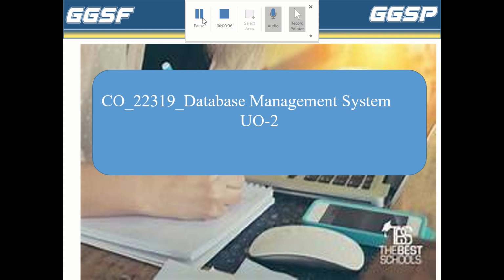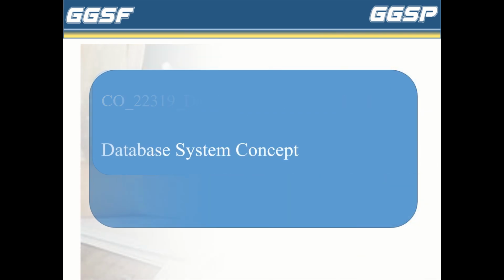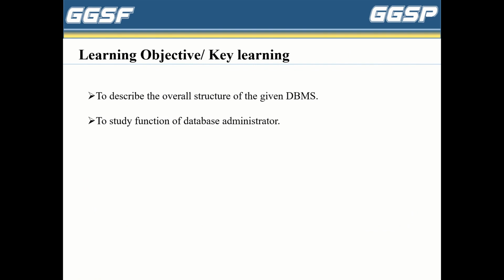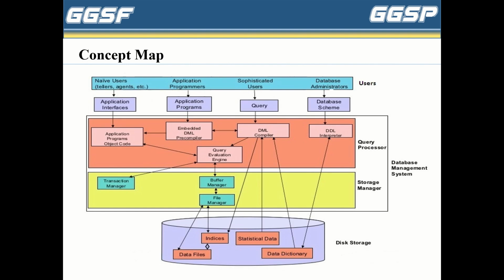Today we learn unit outcome number 2. The learning objective of this unit outcome is to describe the overall structure of database management system and to study the function of the database administrator. So this is the concept map. Next, we learn the overall structure of the database management system.